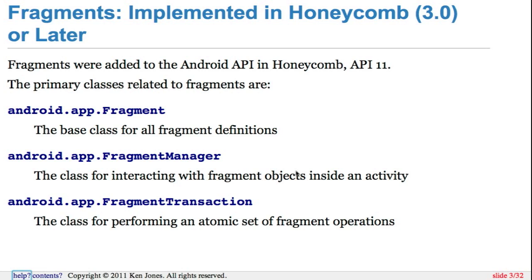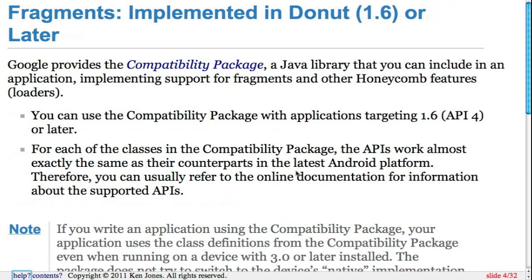Now, these were introduced in Honeycomb in API 11. So if you know that your target is going to be Honeycomb or later, you can use these directly. But what if you're trying to be compatible with older versions? You want your application to run in Gingerbread or Froyo or even earlier like Eclair? Well, that's where the Compatibility Package comes into play.